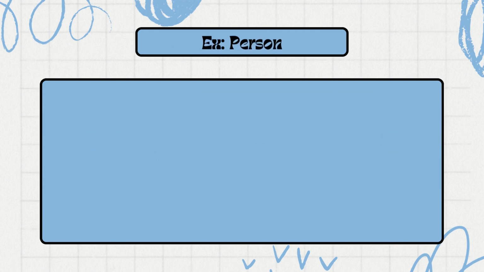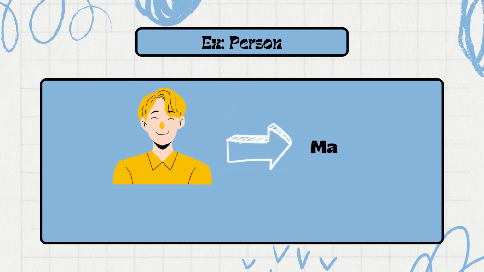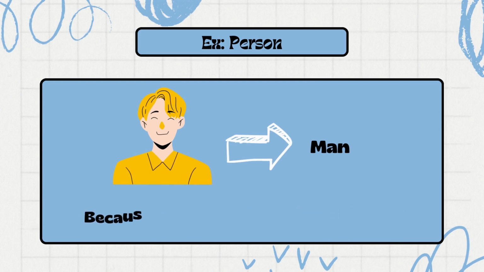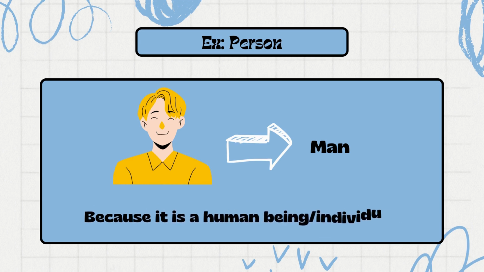An example of a person. This image right here, what does this image represent? This image represents a man. Our question for now is, why would this be considered a person? This will be considered a person because it is a human being or an individual. This is why this represents a person.